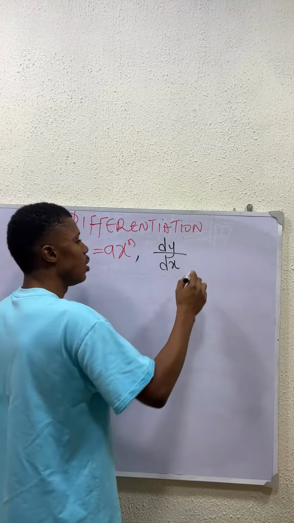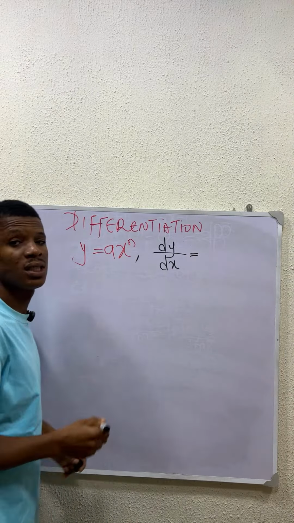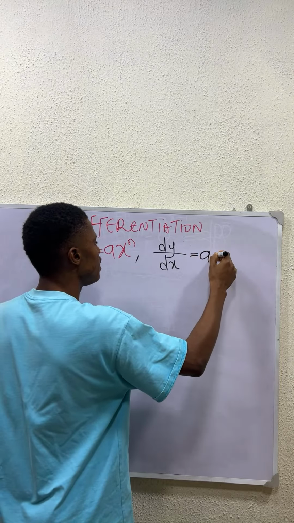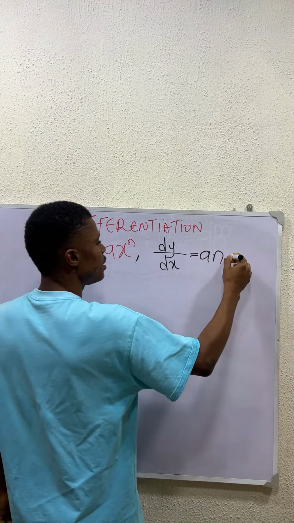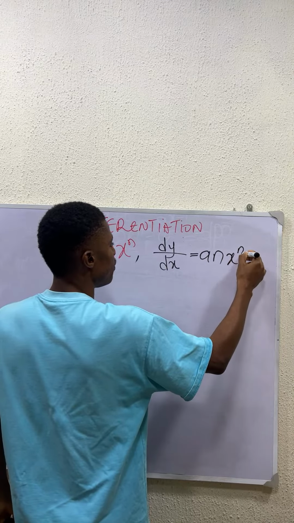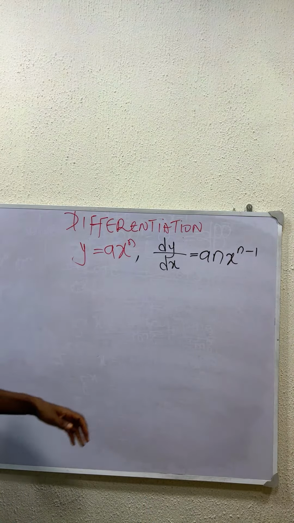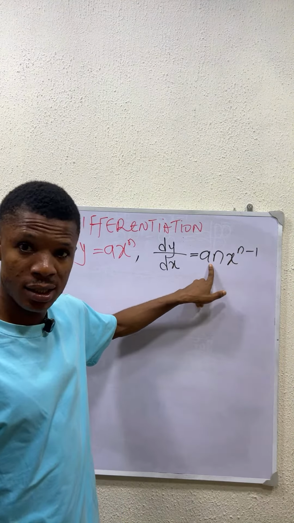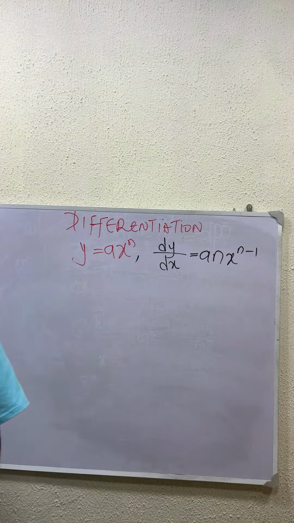To differentiate it, all we need to do is to multiply the power of the x, which is the variable, to the constant. So when you multiply it, you have a times n. Then you repeat x to the power of n, take away 1 from the power. So all you have to do to differentiate a function is simple: multiply the power to the constant, then minus 1 from the power. That's the easiest way to differentiate a function.